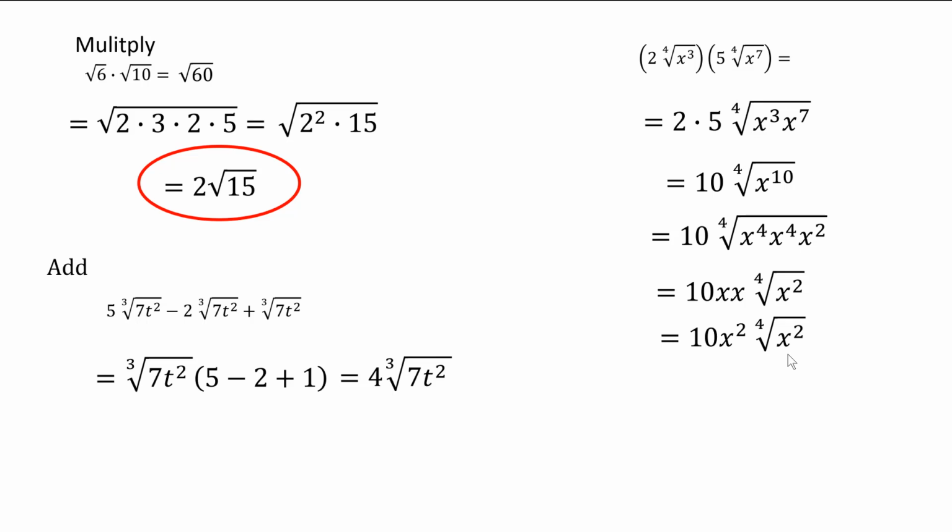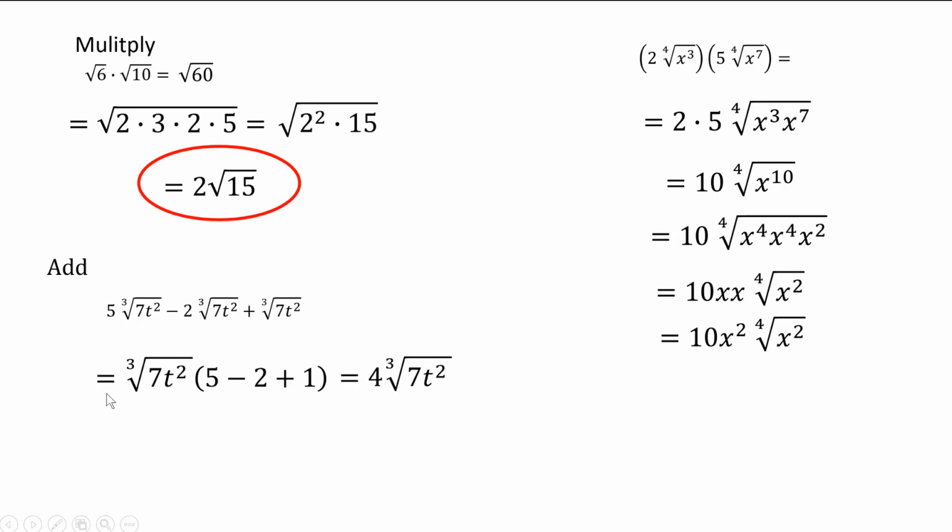Okay, this other one, you have 5 cube root of 7t squared minus 2 cube root of 7t squared plus 1 cube root of 7t squared. So all these terms you have here, you've got 5 of that stuff, 2 of that same stuff, and 1 of that stuff. That stuff is the cube root of 7t squared. So these are like terms, meaning I can add them all together as cube root of 7t squared. So I've got 5 of them, I've got minus 2 of them, and I've got 1 of them. It's going to give me 4 of them.